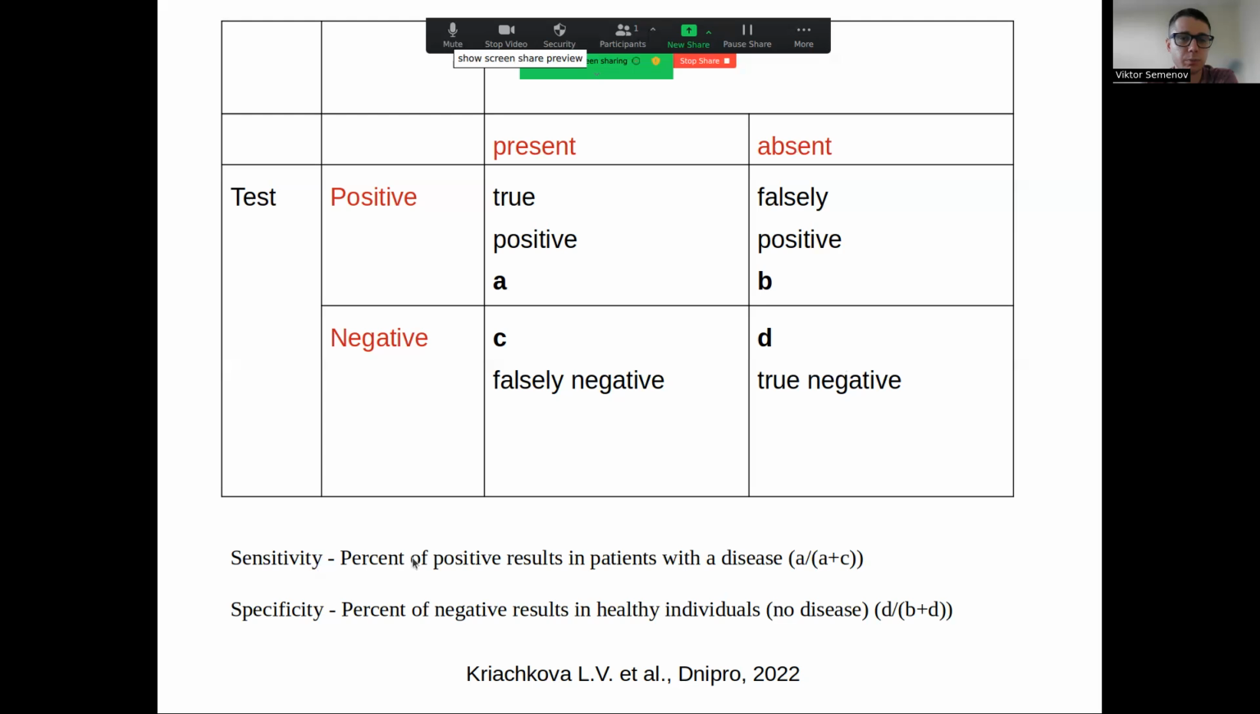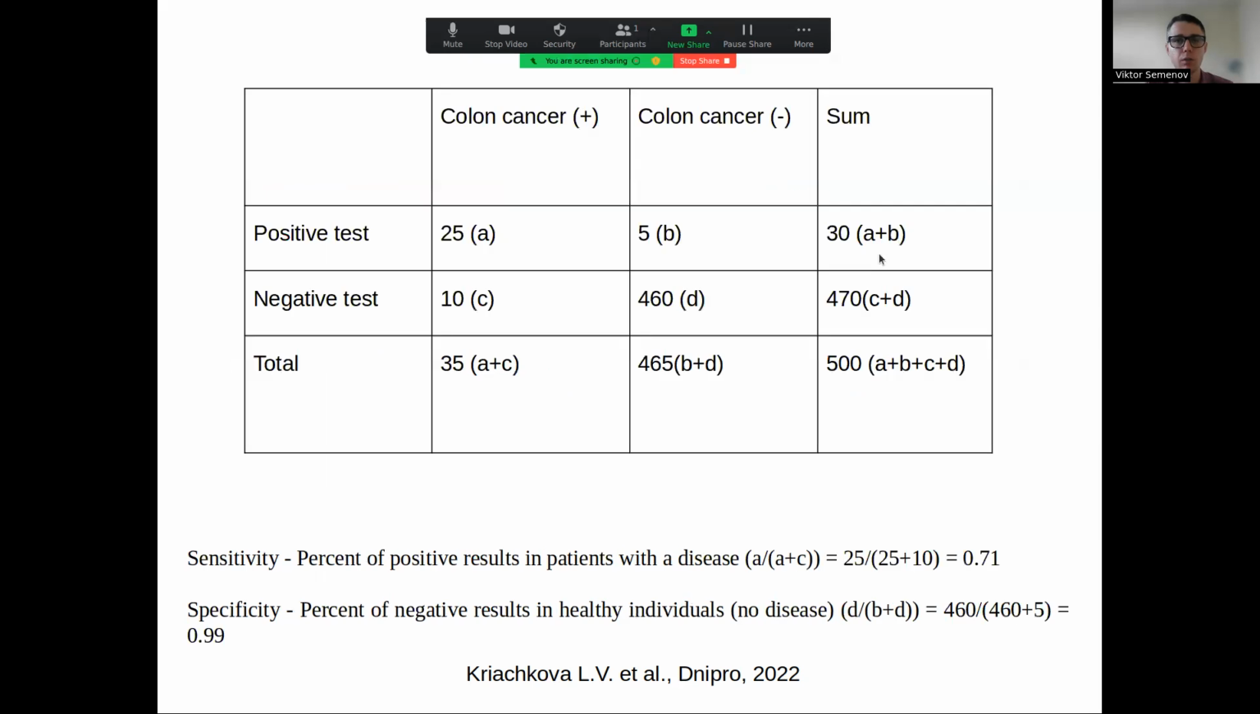Sensitivity is the percent of positive results in patients with the disease. So for this purpose, we need to divide this number of people by all people who have the disease. And we also usually would like to calculate the specificity: people without disease among all people who do not have the disease at all, including those people who have falsely positive results.